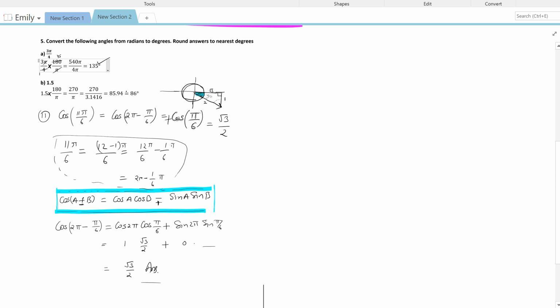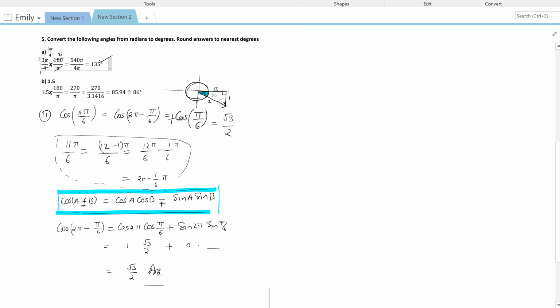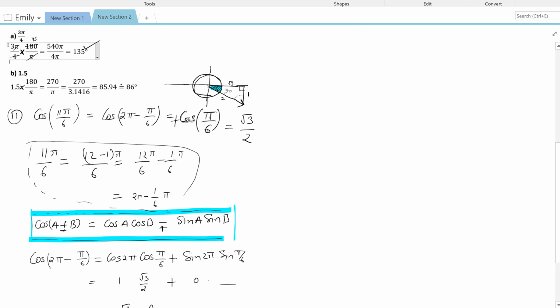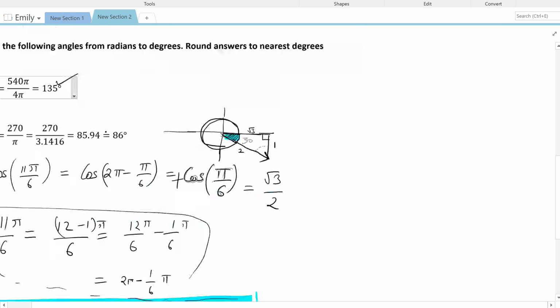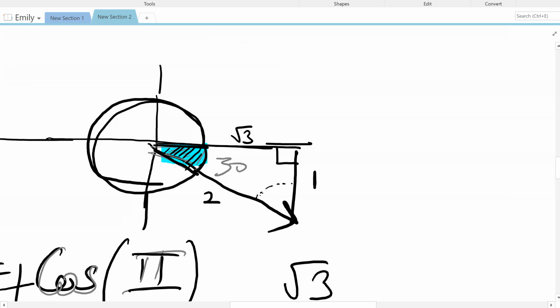So how do you find it? Oh, it's by the special triangles. So the special triangles have those numbers for 30, 60, 90. So whenever you want to find 30 degrees, you make the 30, 60, 90 triangle. When you have 45, then you make that isosceles triangle. In the isosceles triangle, you make both of the angles 45 degrees.